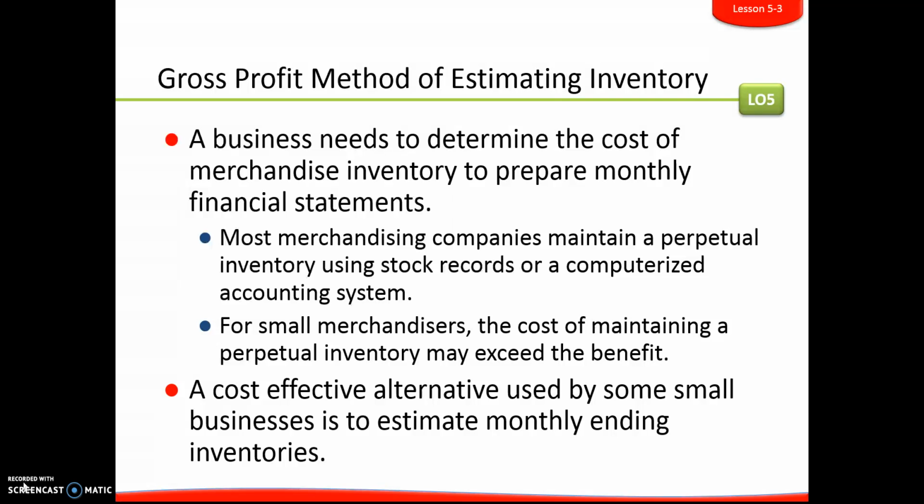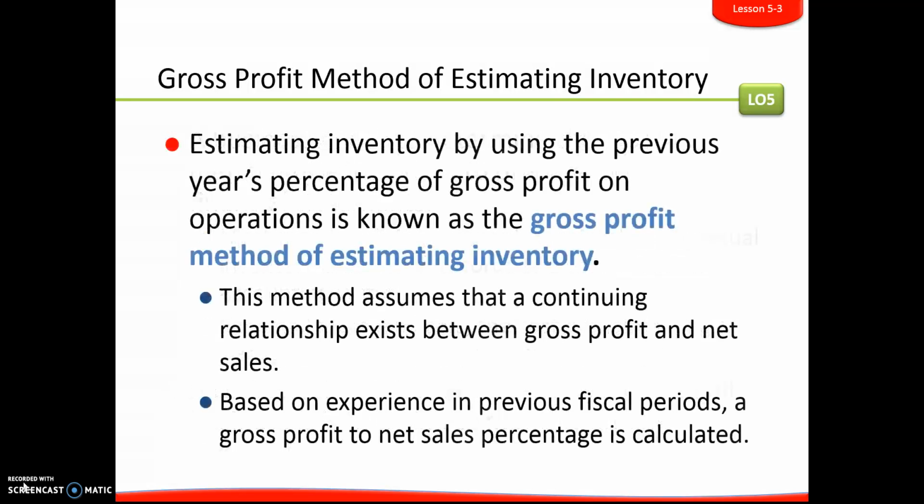So a cost-effective way to estimate our monthly ending inventories was created by some small businesses. And that method is called the gross profit method of estimating inventory. It's where we use the previous year's percentage of gross profit on operations to estimate our ending inventory. Now, this method assumes that there is a continuing relationship between our gross profit and our net sales. Based on experience in previous fiscal periods, a gross profit to net sales percentage is calculated, and then you continue to use that percentage as you go.